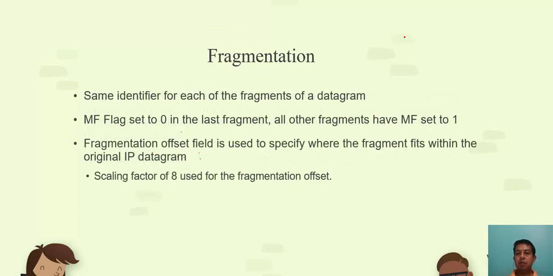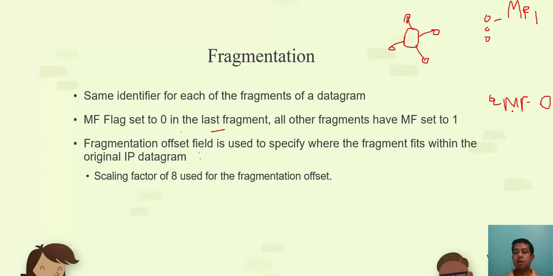Say again the same example, a particular datagram was fragmented into 10 smaller fragments. Now for all these 10 fragments, the identifier will be the same. 10 fragments were created, fragment 1, 2, 3, 4 like this up to fragment number 10. In the last fragment, the MF flag bit is set to 0. Clear? And for the other fragments, this MF bit is set to 1. So this MF bit is 1 for all fragments other than the last fragment. The last fragment is set to 0.